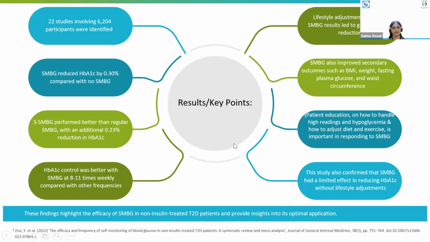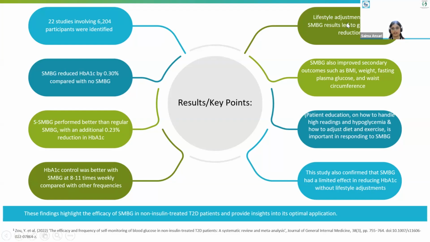So these are the results and key points: 22 studies involving 6,200 participants were identified. SMBG reduced HbA1c by 0.3% compared with no SMBG, and structured SMBG performed better than regular SMBG with an additional 0.23 reduction in HbA1c. HbA1c was better controlled with SMBG which was done frequently compared with other frequencies.